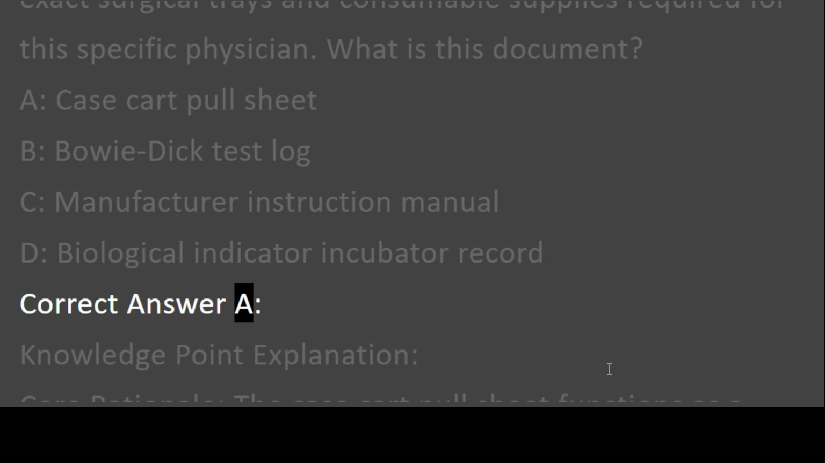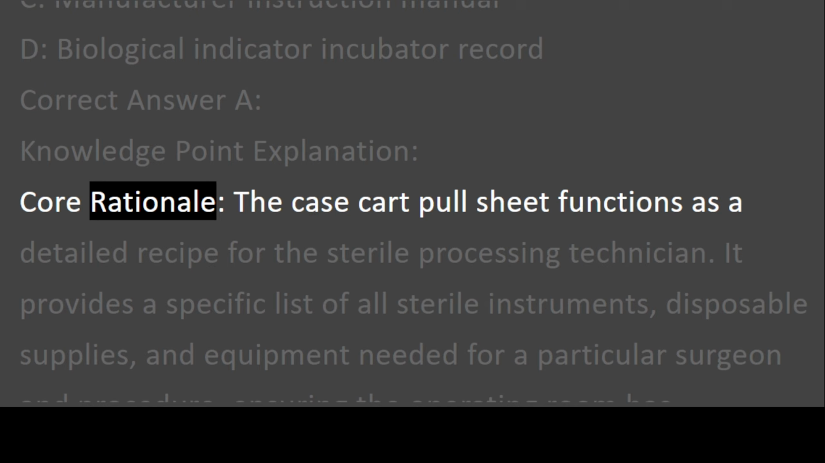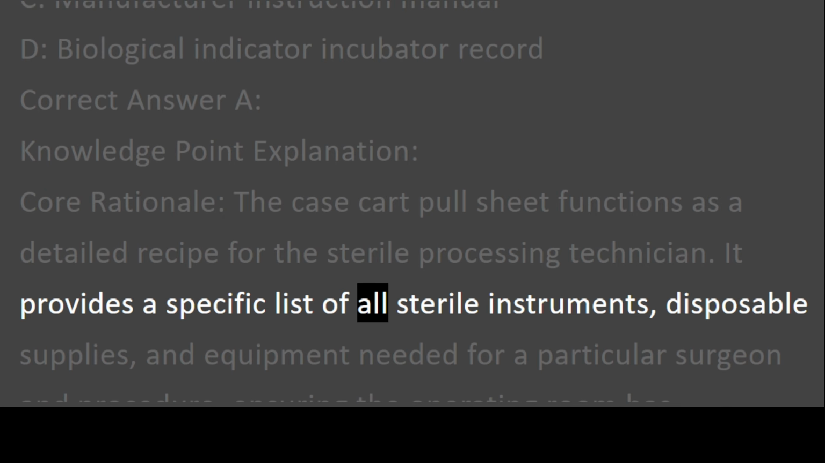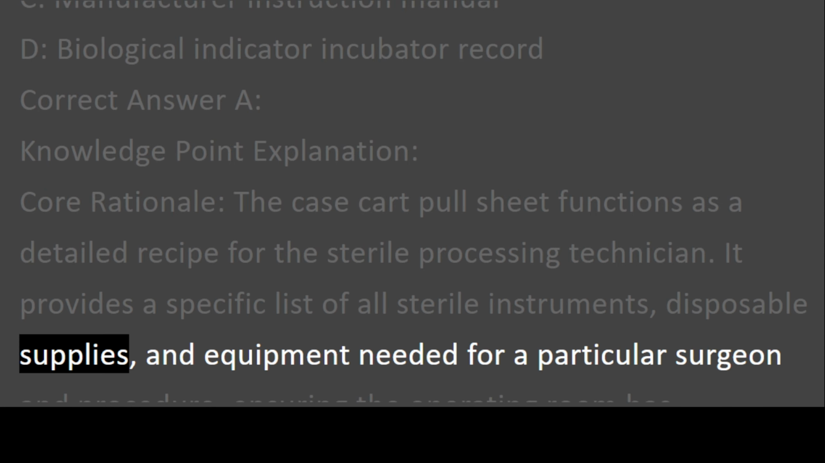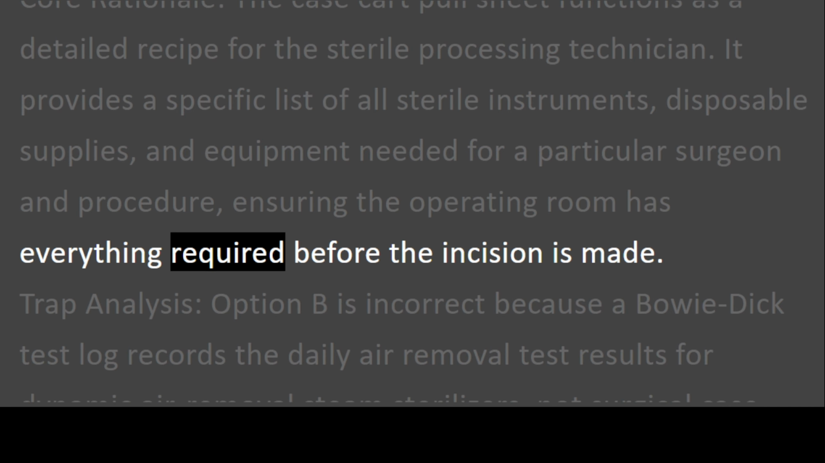Correct answer A. Knowledge point explanation. Core rationale. The case cart pull sheet functions as a detailed recipe for the sterile processing technician. It provides a specific list of all sterile instruments, disposable supplies, and equipment needed for a particular surgeon and procedure, ensuring the operating room has everything required before the incision is made.